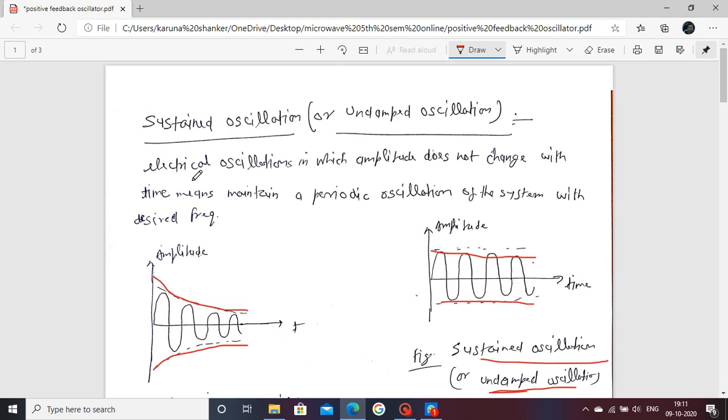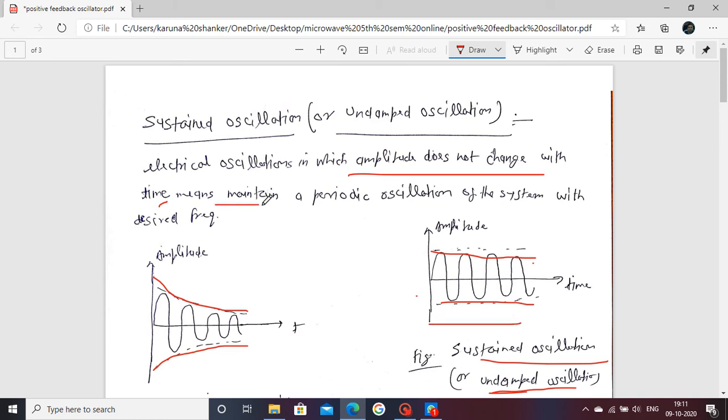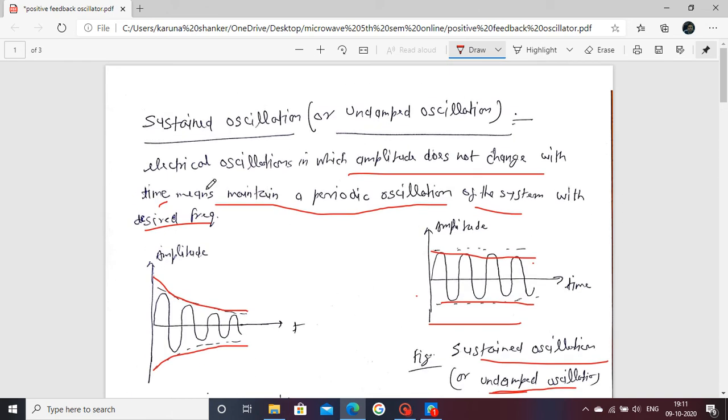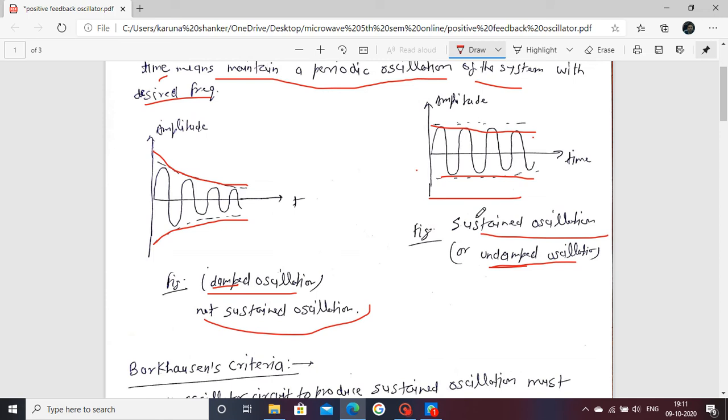Overall, it is an electrical oscillation in which the amplitude does not change with time, as represented here. This means maintaining a periodic oscillation of a system with a desired frequency, a particular frequency produced by your oscillator. If a constant amplitude comes out, that is called a sustained oscillation. If it is not sustained, that is called damped oscillation. These are the sustained oscillation properties.